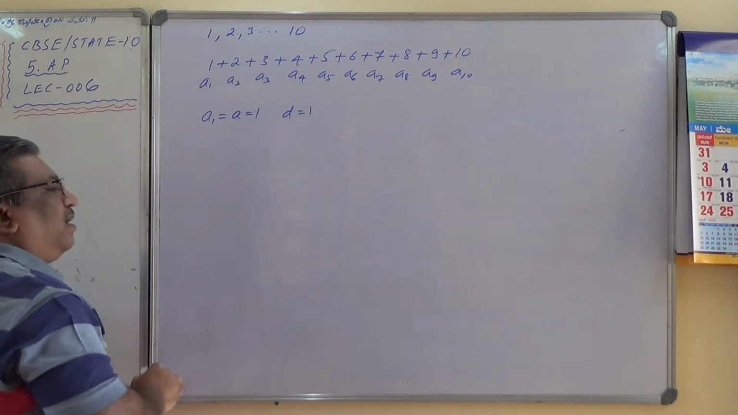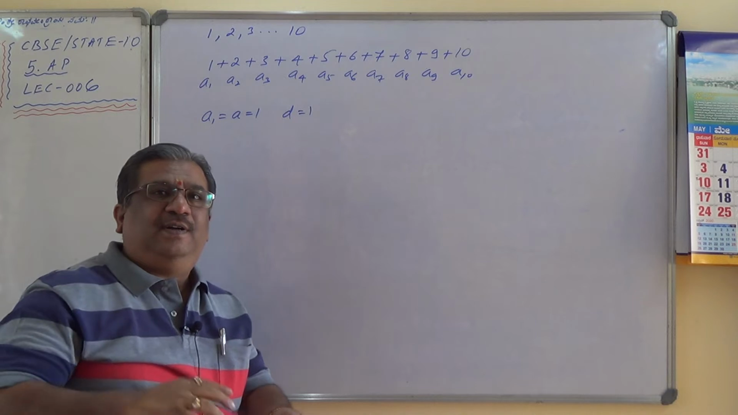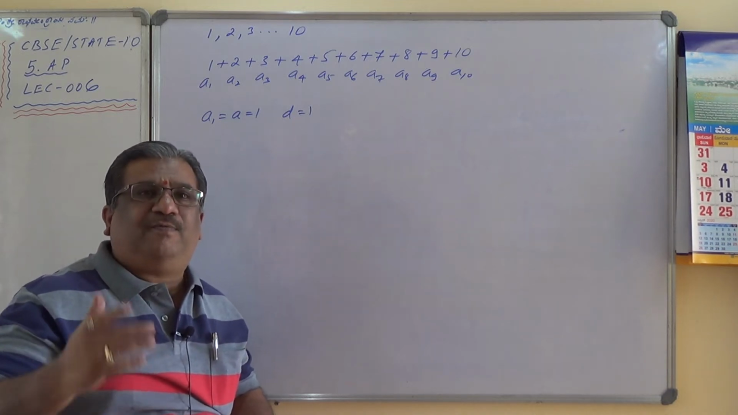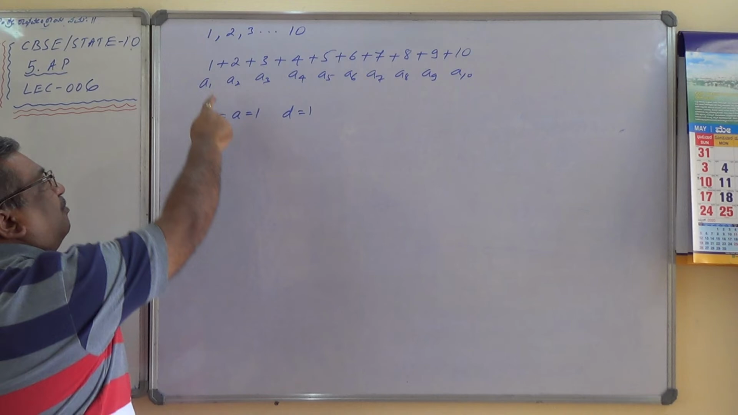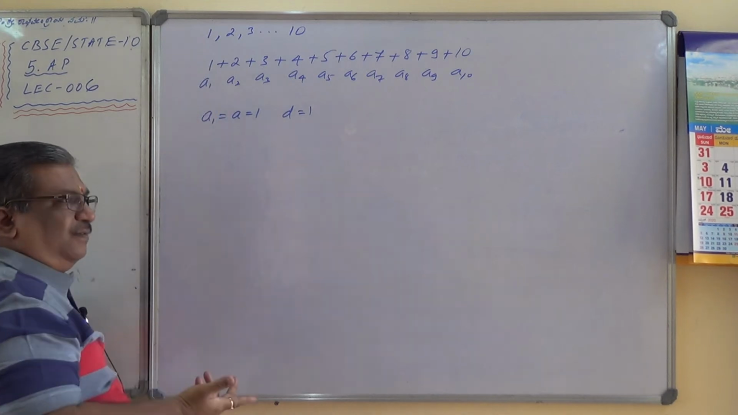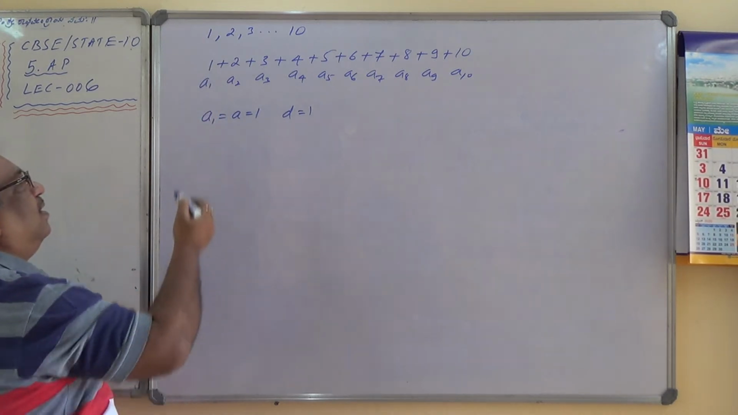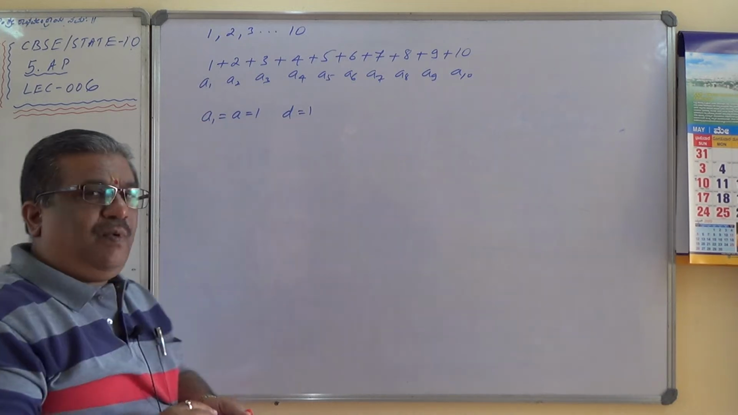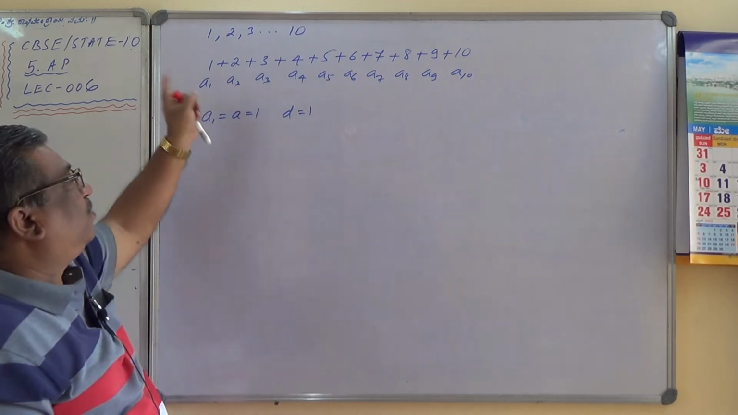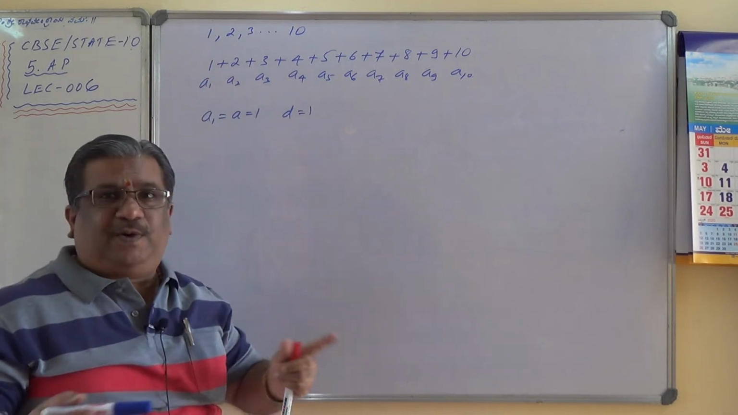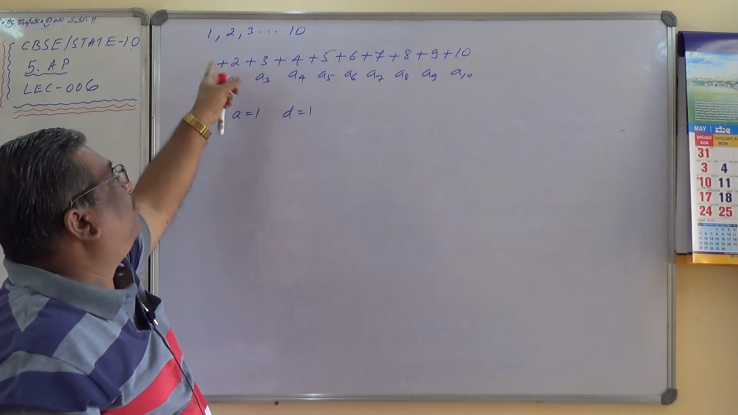Now, what is the sum of first one term? Do you understand? Sum of first one term is 1 itself. Are you able to understand? Okay. Sum of first two terms, 2 plus 1. Sum of first three terms, 3 plus 2 plus 1. Sum of first four terms, 4 plus 3 plus 2 plus 1.